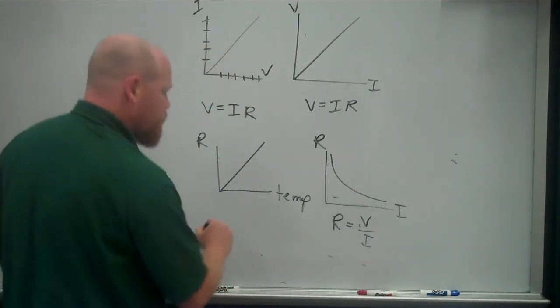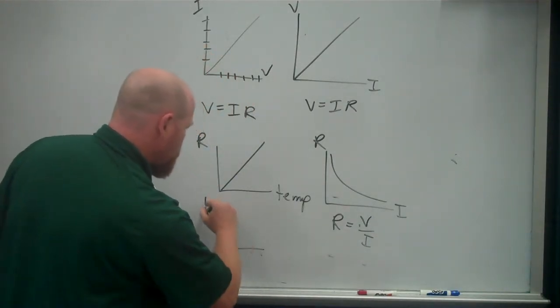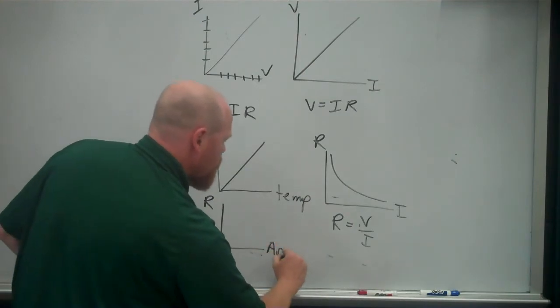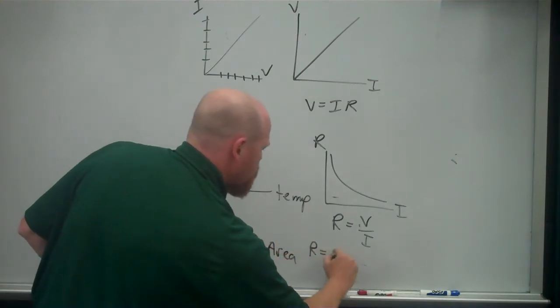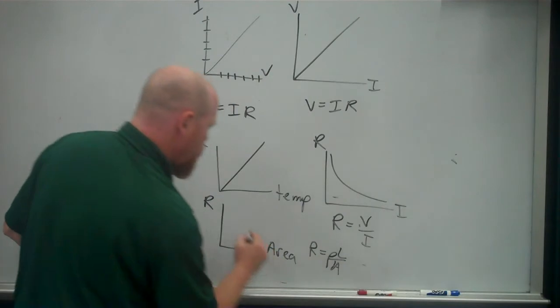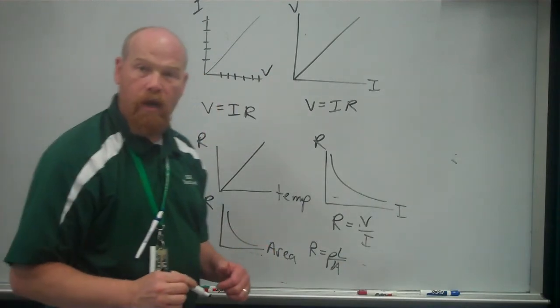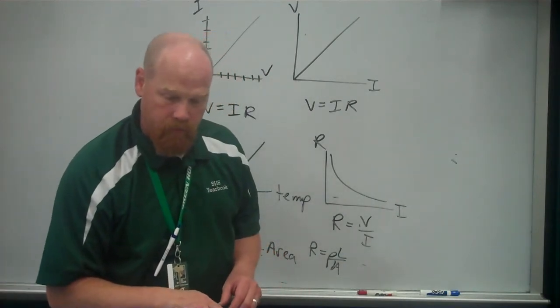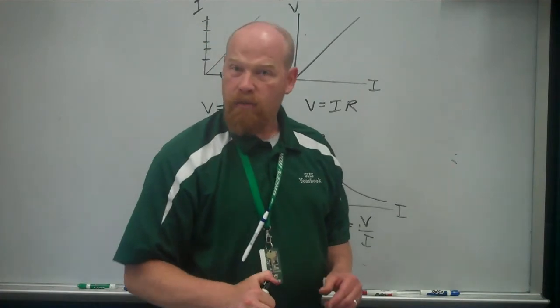And then resistance versus area. I'll put that down here. Resistance versus area, R equals rho L over A is the equation, and they're indirectly related to each other. And that is the end of electricity. Thank you.